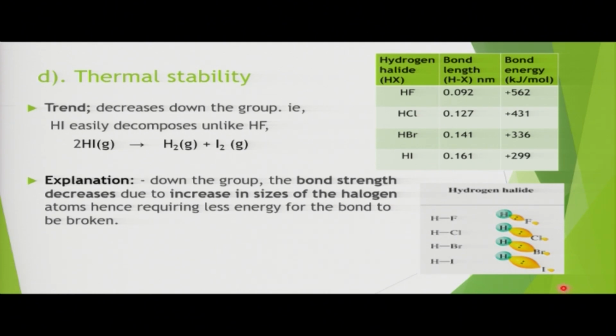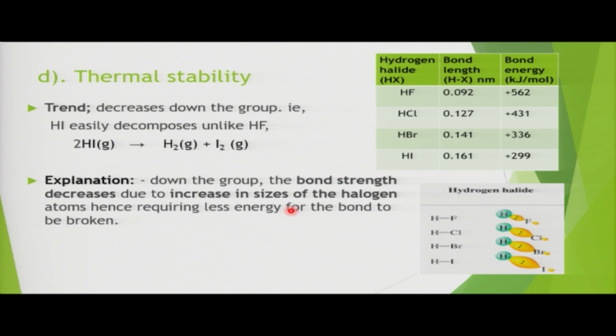In other words, hydrogen fluoride doesn't easily decompose because it requires a lot of energy to break the bond compared to hydrogen iodide or hydrogen bromide. So the decomposition in here is to break this molecule into its respective components, as simple. Same explanation: bond strength is related to bond length, and of course related to the size of the atom, especially the halide, the hydrogen atom.